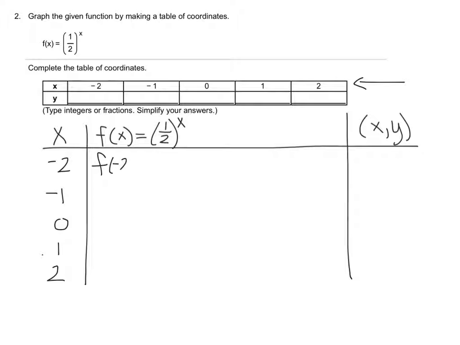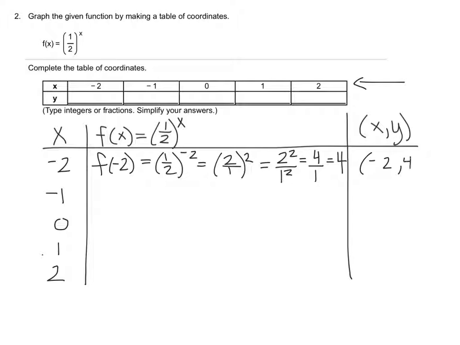So f of -2 is the same as 1/2 to the -2 power. And since this is a negative exponent, we can flip the fraction and make the exponent positive. So that's equal to 2 over 1 squared, which is 2 squared over 1 squared, and that equals 4 over 1, which simplifies to 4. So the ordered pair is -2, 4. Whenever we put in a -2 for x, we get a 4 for y.